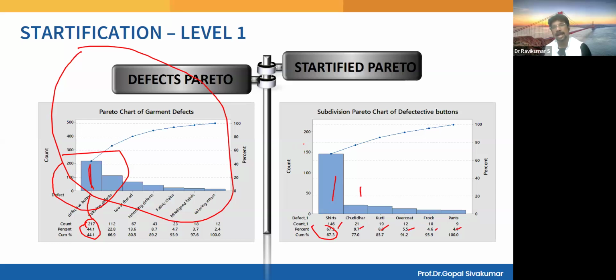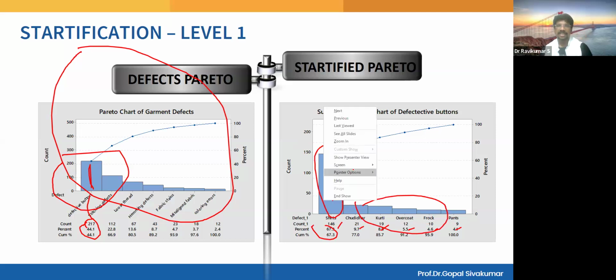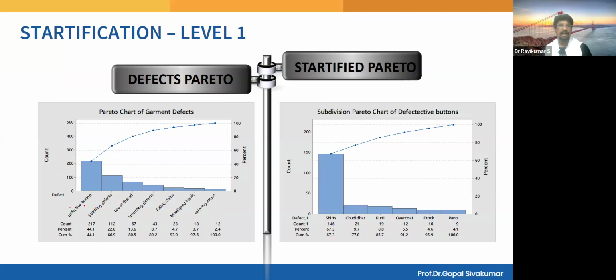So if you look at the defective buttons problem, the defective buttons occur more in shirts. So don't bother about the other garments. Just focus on your shirts division. That will help you eliminate the defects by 50% all of a sudden, because the defective button is responsible for 50% of the rejections. Got it, guys?